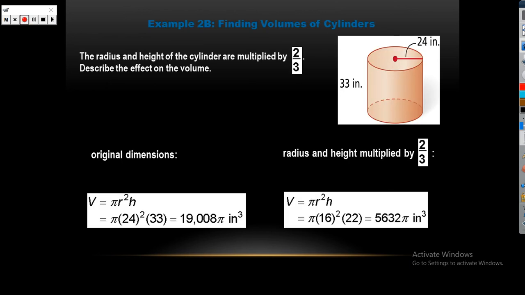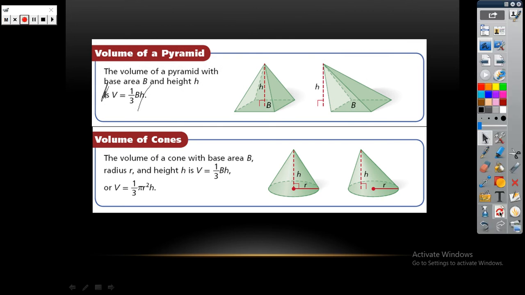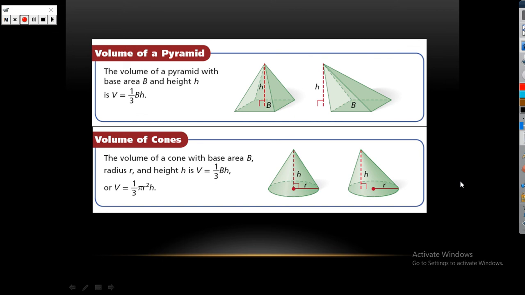I'm gonna find the effects, okay? The next part is the volume of a pyramid. This is, I think, lesson 11.3, sorry. The volume of a pyramid is exactly like the volume of a prism, but you have to multiply it by 1 over 3.